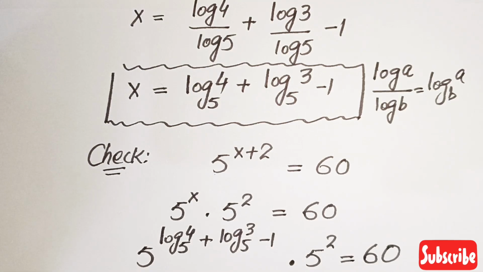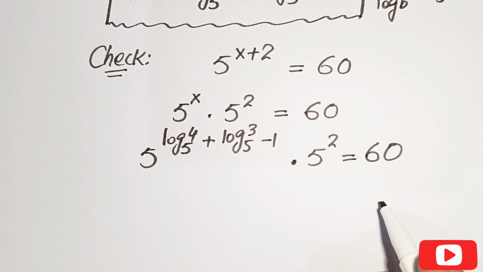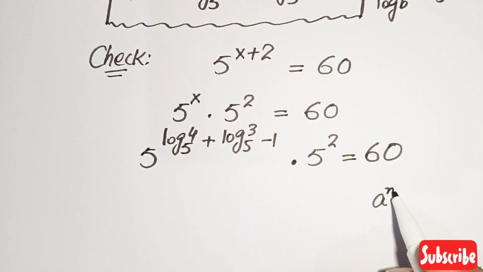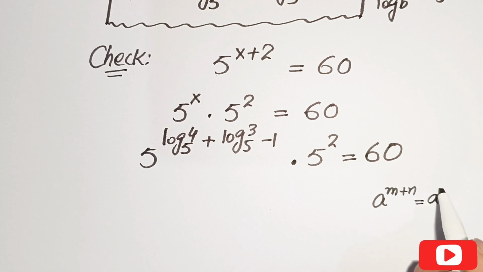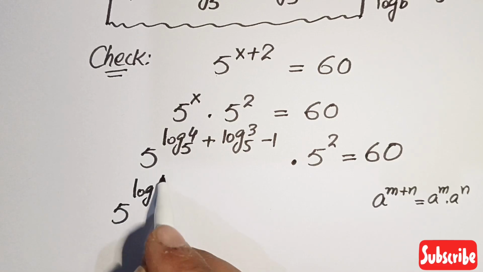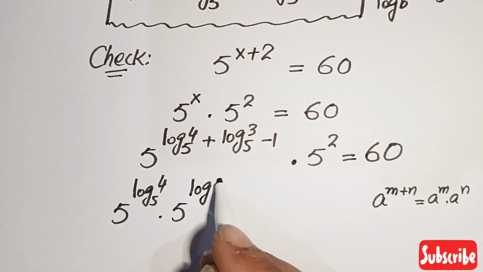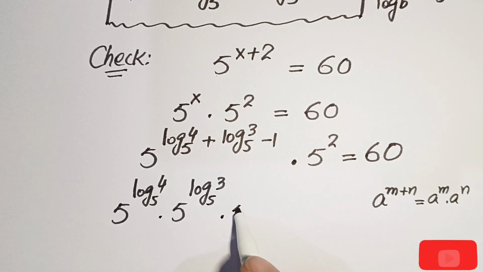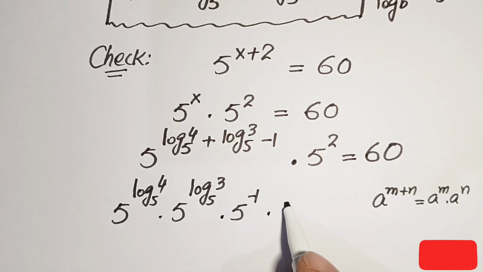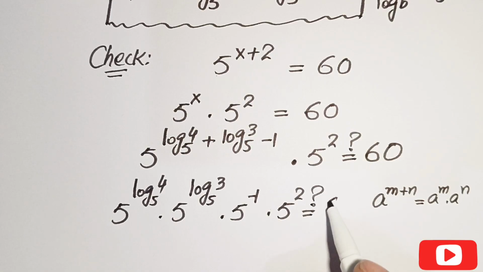So now our next step is that, as we know by the exponential law, a to the power m plus n is equal to a to the power m times a to the power n. So here 5 to the power log 4 to base 5, times 5 to the power log 3 to base 5, times 5 to the power minus 1, times this 5 squared, is equal to 60.